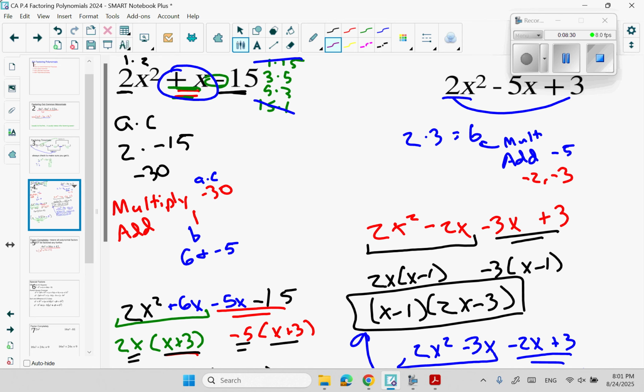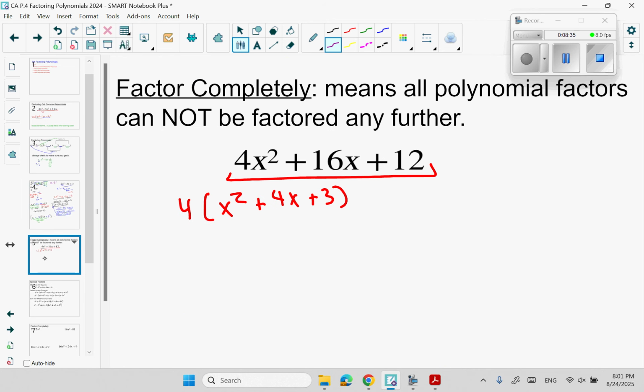I typically do it when my a term is not 1. If my a term is 1, in this case, the a term that matters is this 1 out here, I know I'm just going to have x and x. So I really only have to worry about this process right here, what multiplies to 3, in that case, 3 and 1. That multiplies to 3, that adds to 4, of course. And then the 4 stays out.